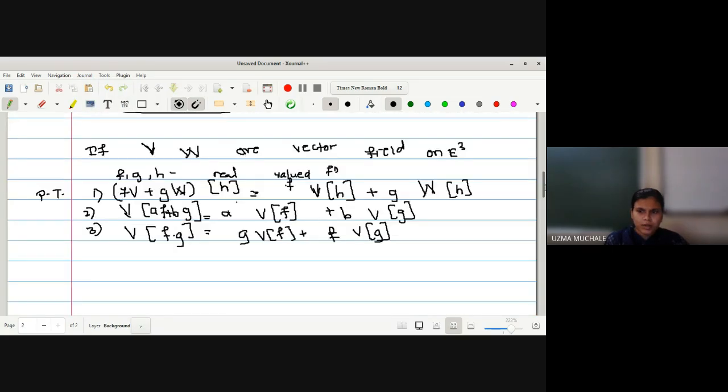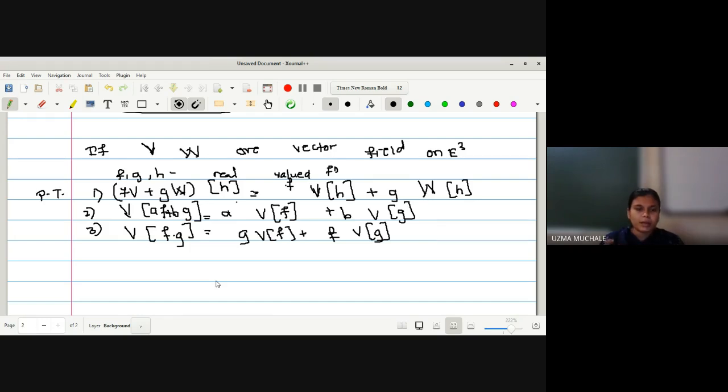What is the first one? We have provided V and W are vector fields, F and G are real valued functions, Fv plus Gw. Here we have a linear combination of vector fields, which is again a vector field. If you go through that, V and W, we have written the vector fields and their linear combinations, and the scalar multiplication also we have defined.